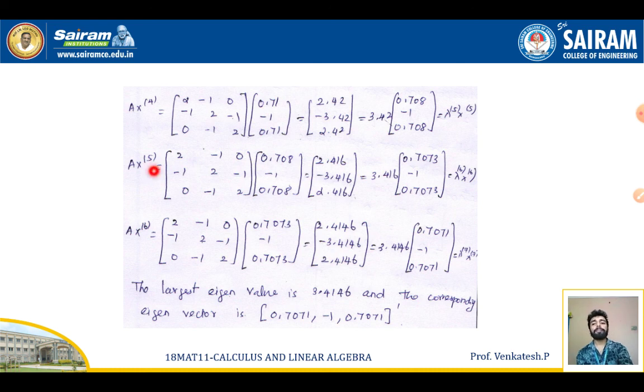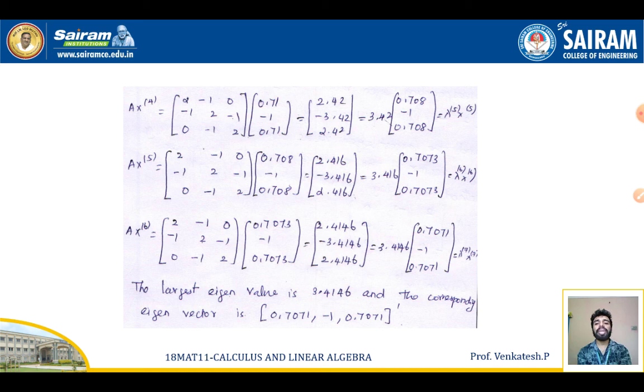Iteration number 6, multiplying A with x5. Multiplying the A matrix with the column matrix 0.708 -1 0.708, I'll be getting 2.416 -3.416 2.416. So 3.416 is the numerically largest value. Taking the common factor, I'll be getting 3.416 into 0.7073 -1 0.7073. So I'll be getting lambda 6 x6.